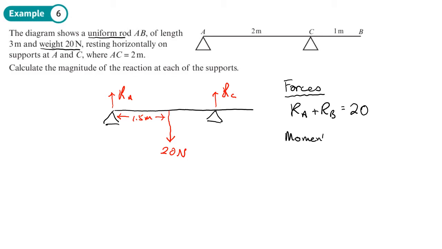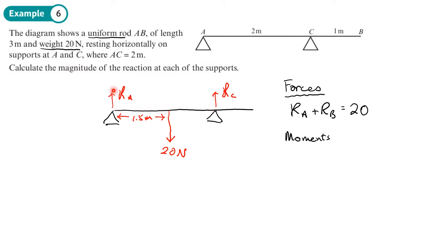Now, when we take moments, we need to pick a pivot point. There's nothing on here marked as a pivot point. I could pick the pivot point wherever I like. I could make it here, I could make it anywhere along the rod, here, or here. Now we want to make the working as easy as possible. If I made the pivot point here, then I'll have a force of RA times that distance. I'll have a force of RC times that distance.